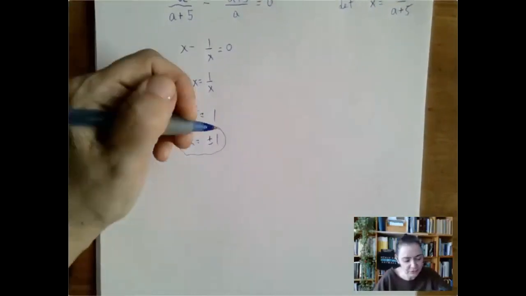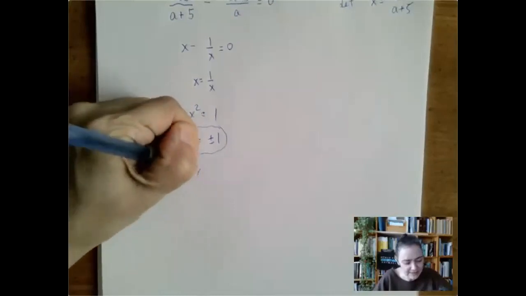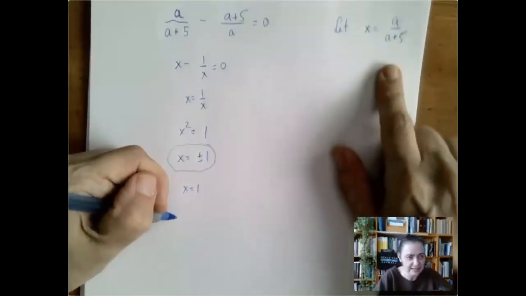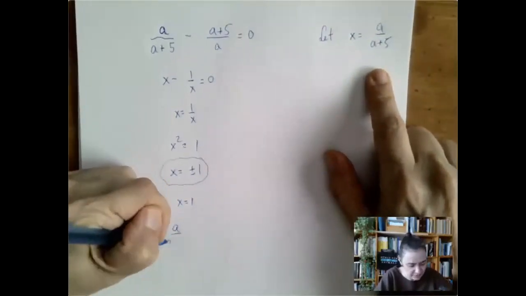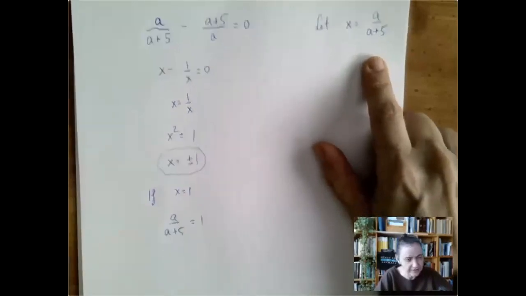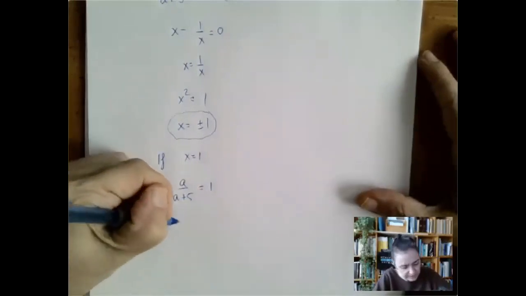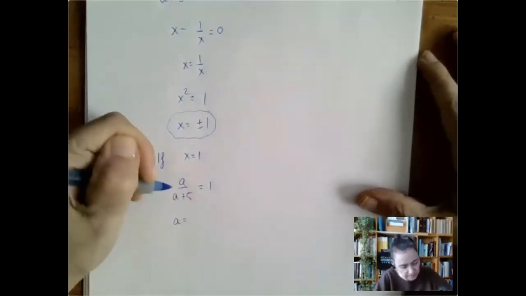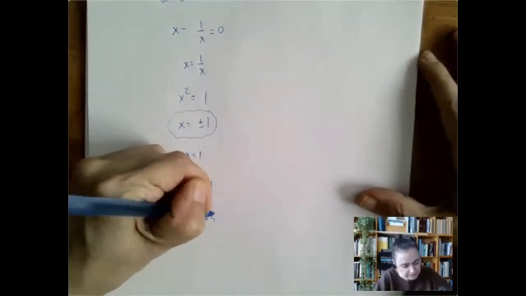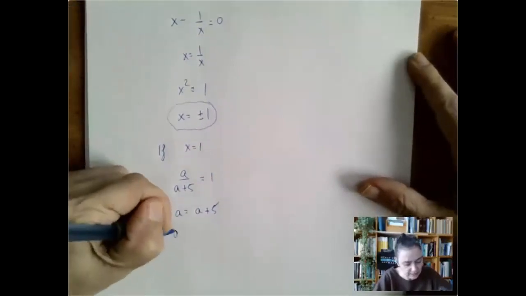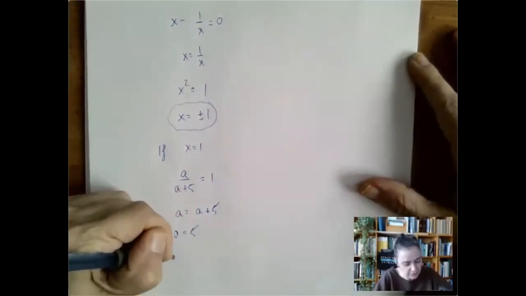Now we have two possibilities. If x is 1, that means that x, which is a over a plus 5, is 1. So we have a cute little linear equation after we cross multiply. a equals 1 times a plus 5. And then 0 equals 5. So there is no solution from here.